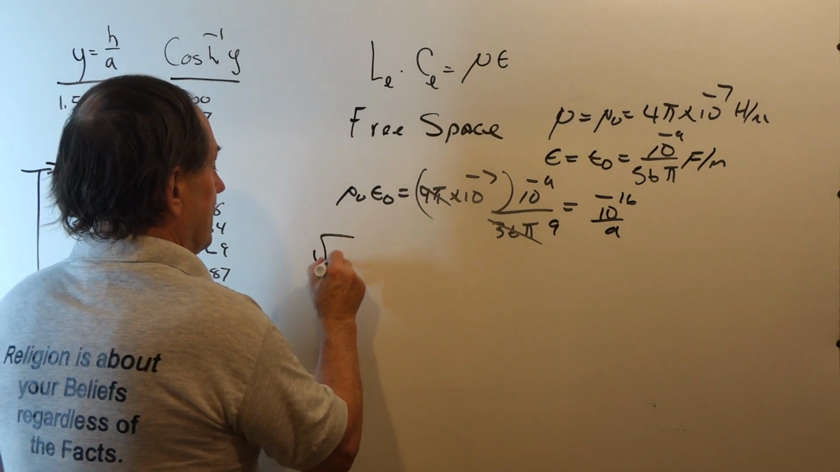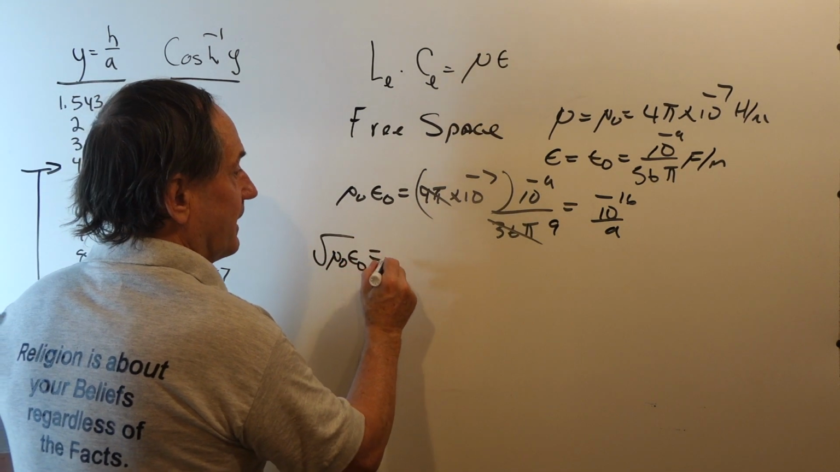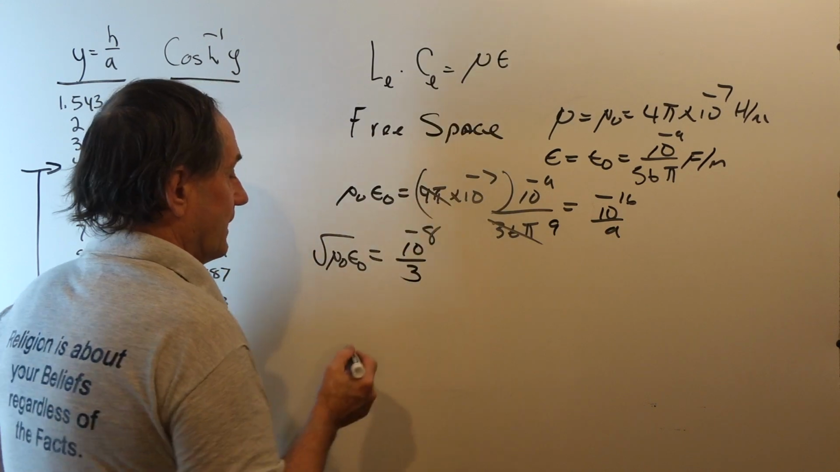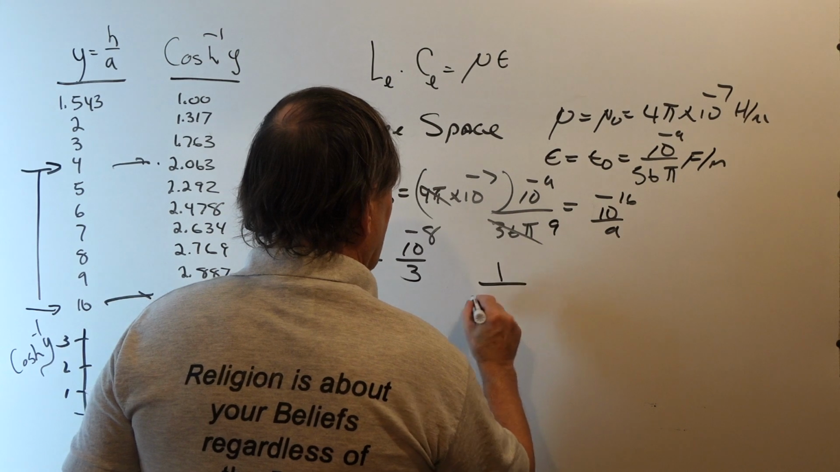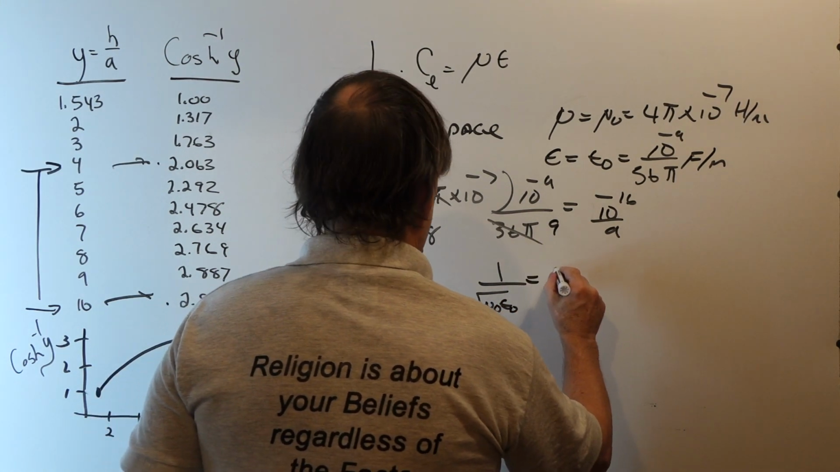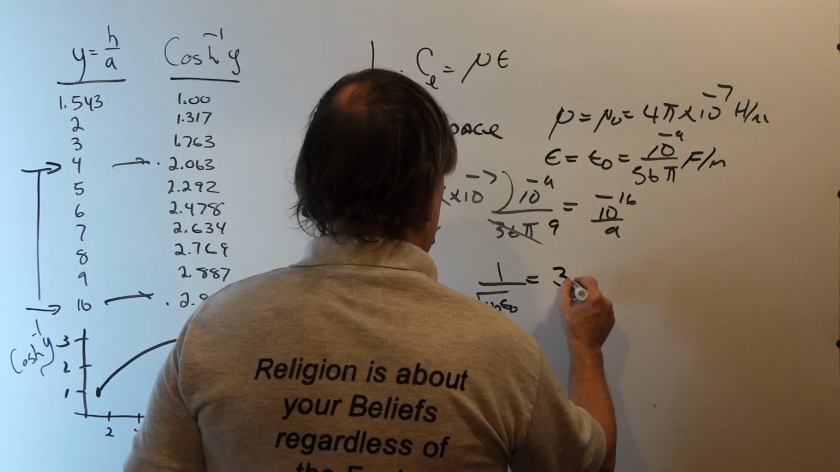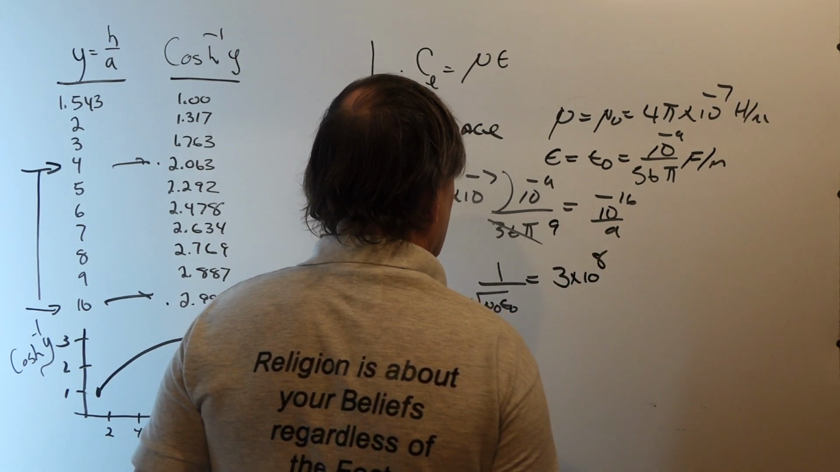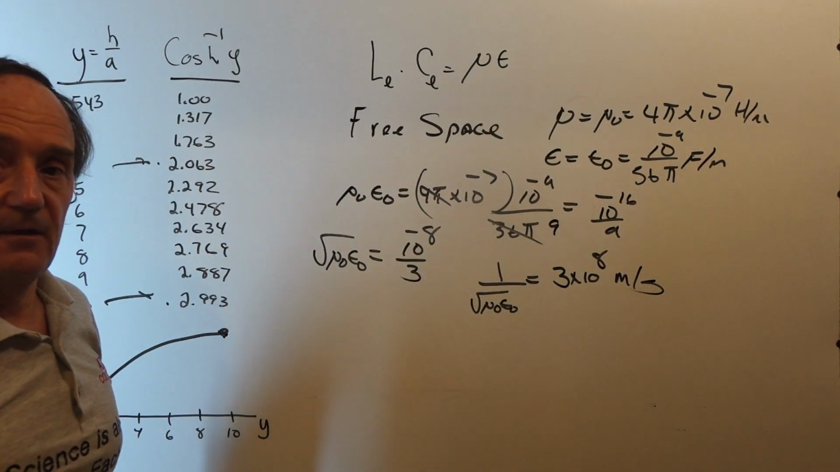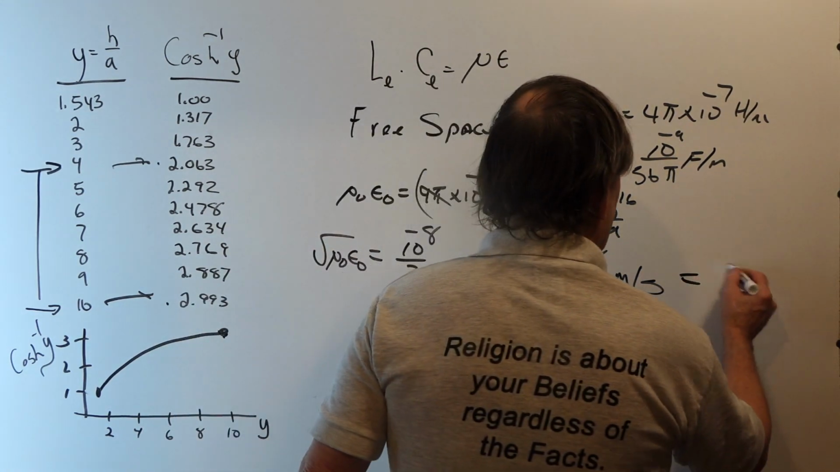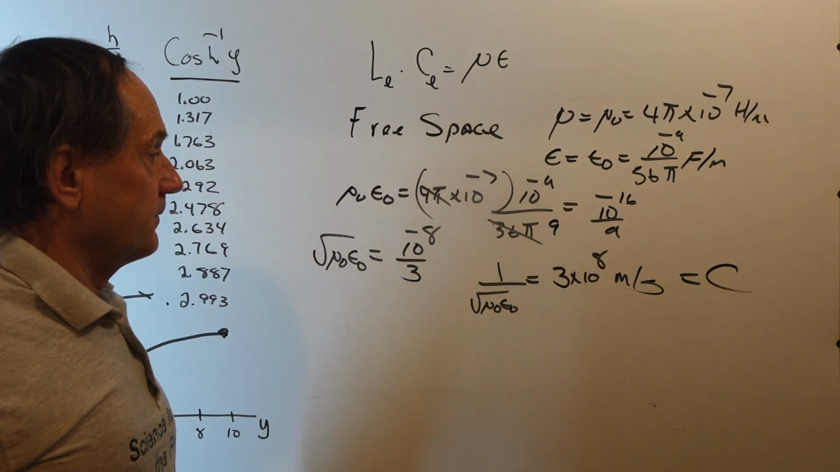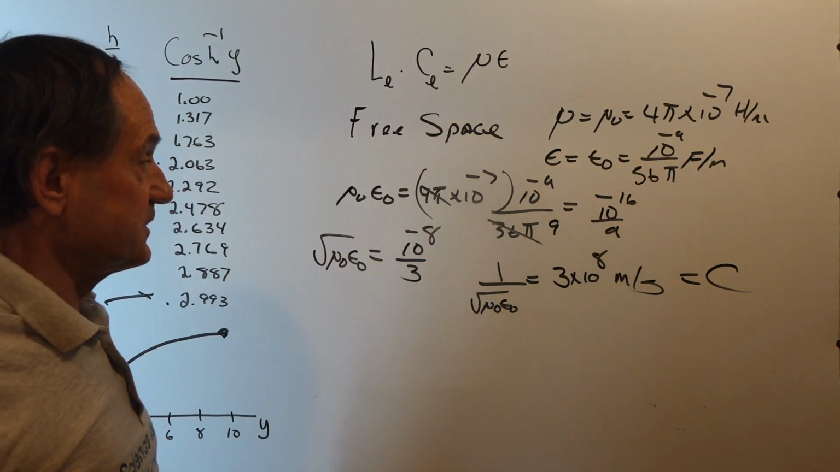Let's look at the square root of mu0 epsilon0. That becomes 10 to the minus 8th over 3, or 1 over the square root of mu0 epsilon0 equals 3 times 10 to the 8th, and this is a velocity. This is meters per second. And what is this? This is the free space velocity of light. 300 million meters per second.